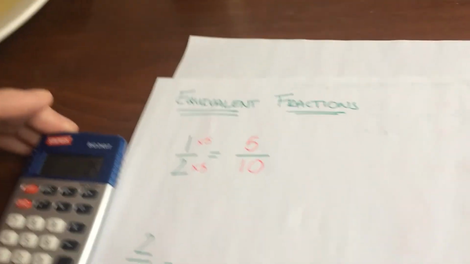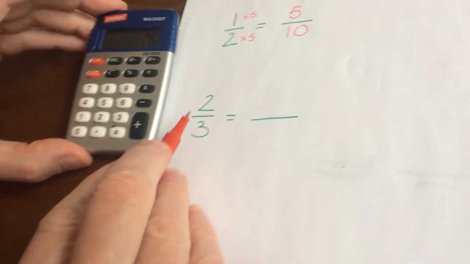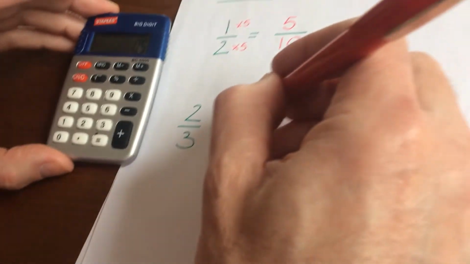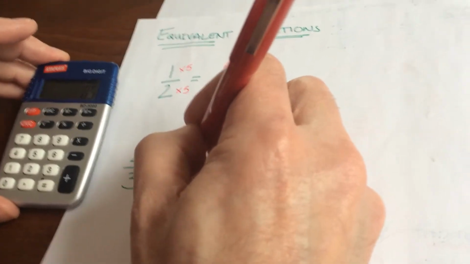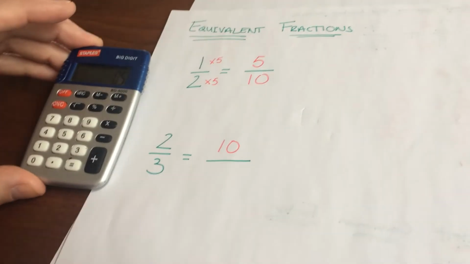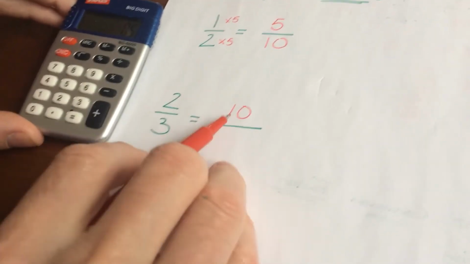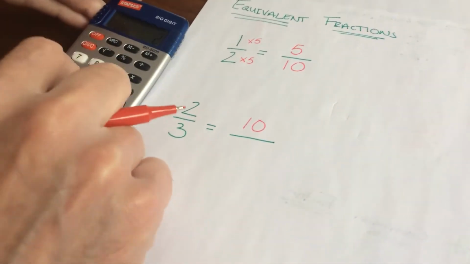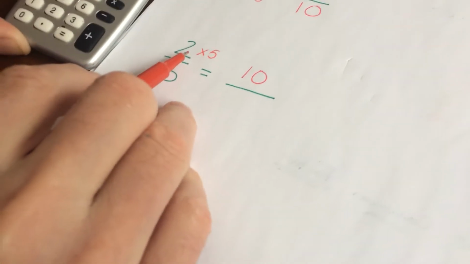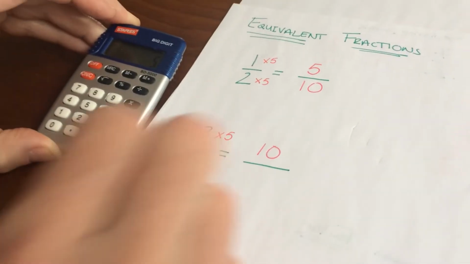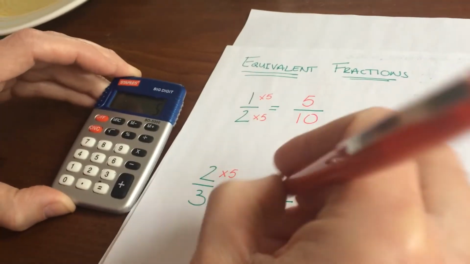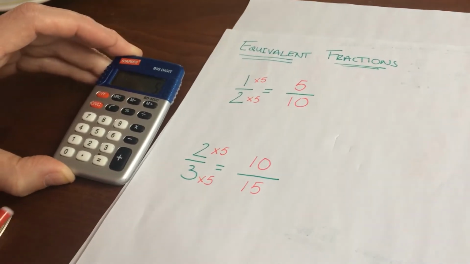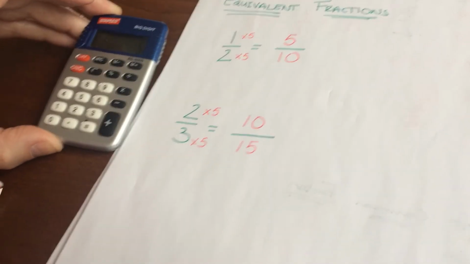All right, here I have 2/3. It's equal to, and we'll put a number over here. Let's make this 10. What did I have to multiply 2 by to get to 10? Well, I could divide 10 by 2. Oh, 5. So I had to multiply by 5. Whatever I multiply the top by, I do to the bottom. So this is 3 times 5, and that's 15. So these are going to be equivalent fractions.